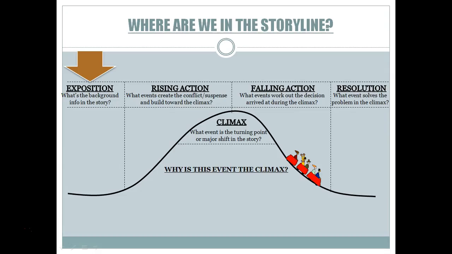Today we're talking about story elements, the exposition, and then setting, characters, and narration. So where are we in the storyline? Right now we're in the exposition, and if you look at the storyline, this is the flattest part of the chart until we get to the end. The exposition gives us the background info we need for the story.